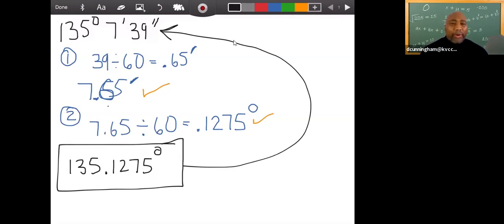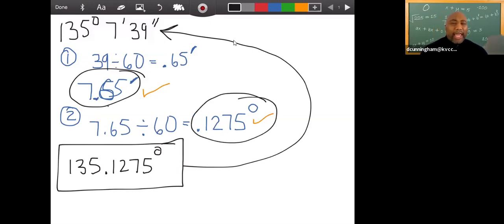So the key is always dividing by 60. Start with the seconds and then add that to your minutes. Divide that number by 60. That gives you your degrees. And then you just add that to your degree. In our case, it's 135. And that's how we convert.